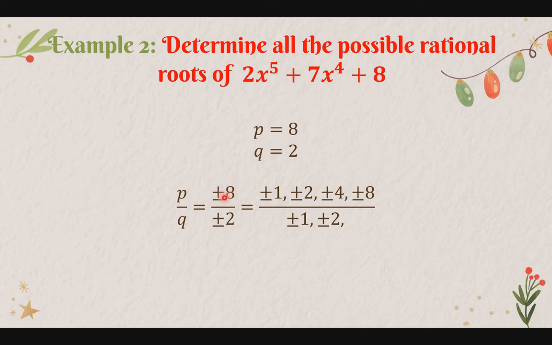Gagawin po natin next is to get the factors of p and q. So, ang p natin, ang factors niya ay 1, 2, 4, 8, positive, negative values of 1, 2, 4, 8. So, kaya siya factor kasi kapag dinivide mo ang 8 sa mga number na to, walang magiging remainder. Ganun din po dito sa ating denominator. So, ang factors yun is positive, negative 1, positive, negative 2.